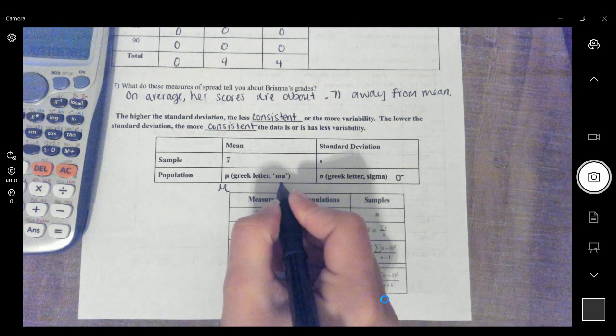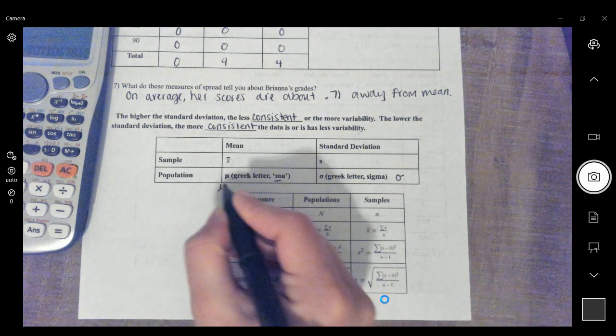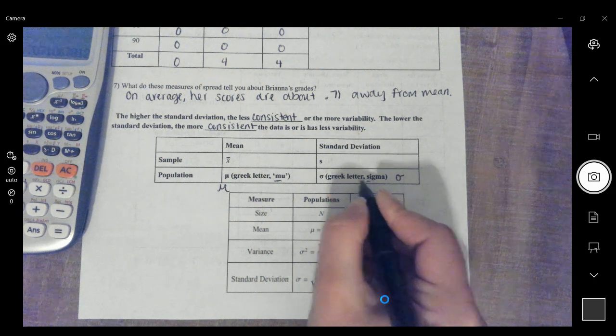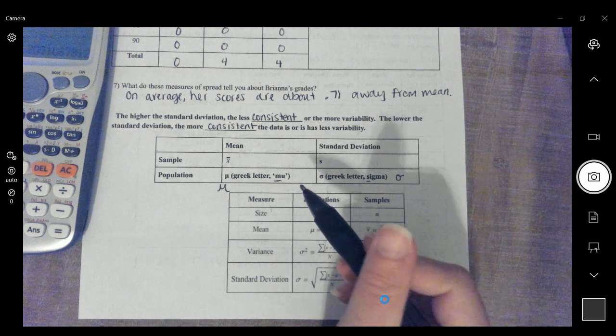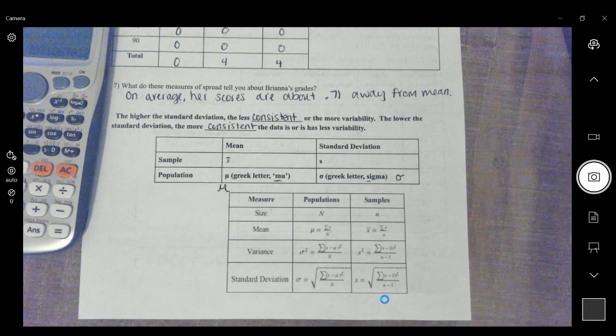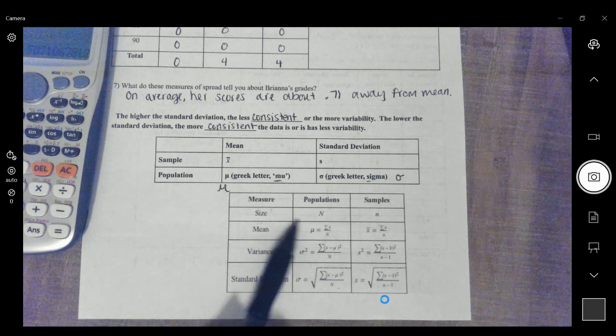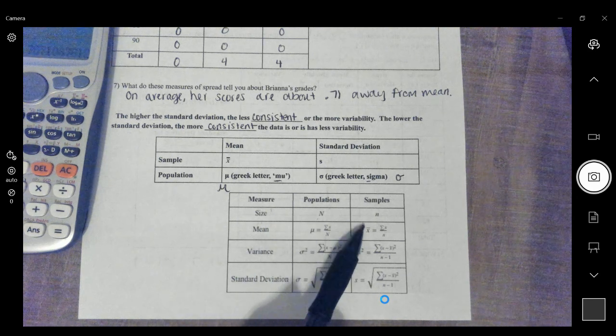Notice mu starts with M. That's why it's mean. Sigma starts with S. That's why it's standard deviation. So it's just the Greek letter S and the Greek letter M. Okay, and then these are the formulas for variance and standard deviation. I didn't want to put those in the beginning because it kind of looks overwhelming. But the number of people in your sample, we describe that with an n.